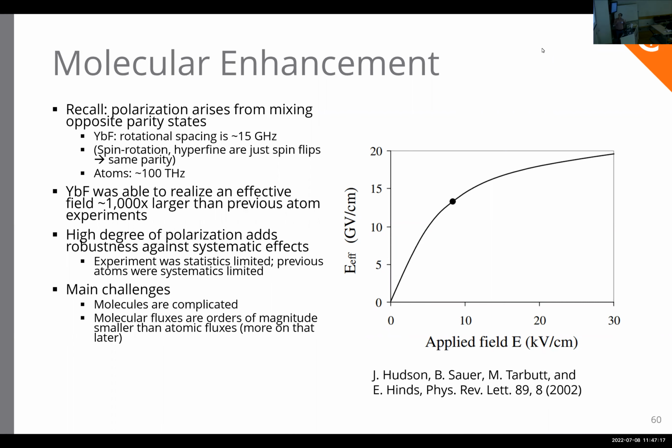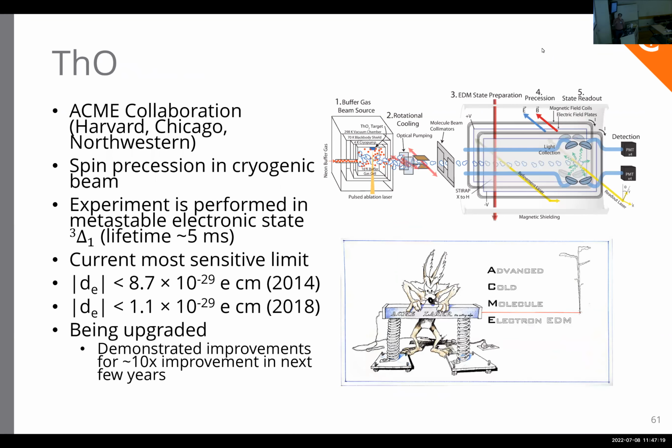All right. So the next experiment, which I'll talk about, which is very near and dear to me because I worked on this for my PhD, is the ACME experiment, which uses ThO, thorium monoxide. It's a collaboration between Harvard, Chicago, and Northwestern. And it's spin precession. It's a beam experiment like YbF. There are some important differences, which I'll talk about.